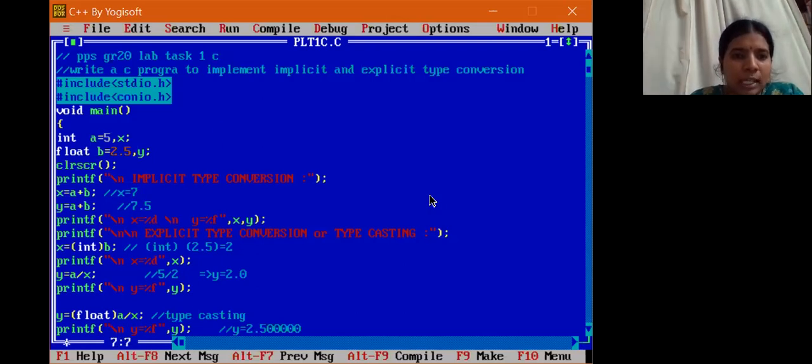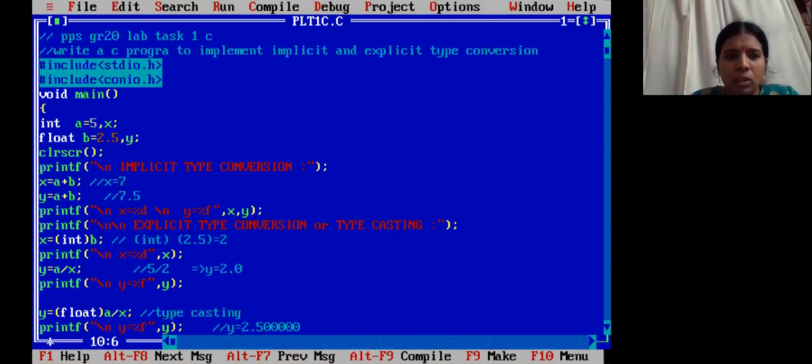So dear students, here I have an integer a which is 5 and the float variable b which is 2.5. So in this part of the lecture there is a and b. So how do you understand this implicit type conversion? Now there is a that is 5 and b that is 2.5.